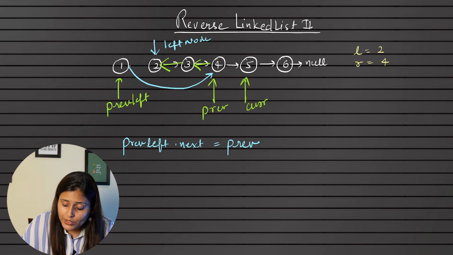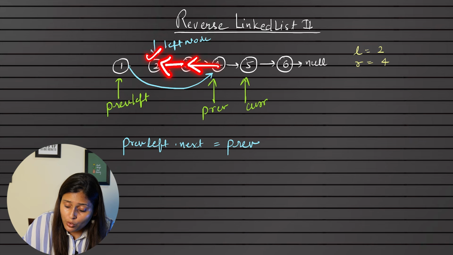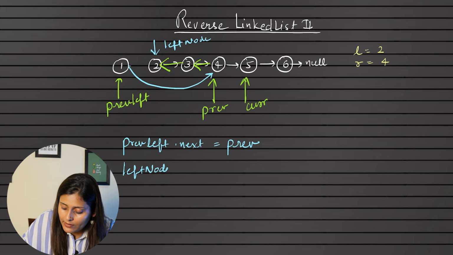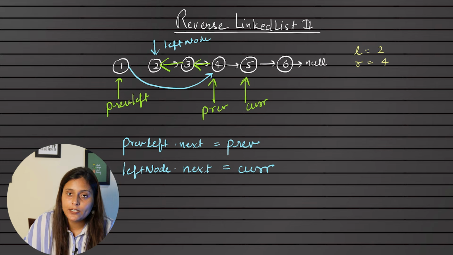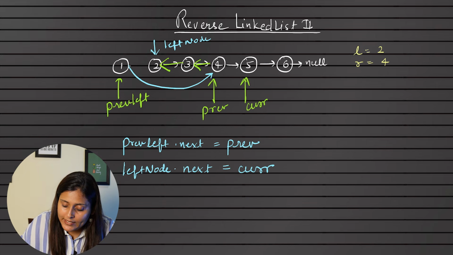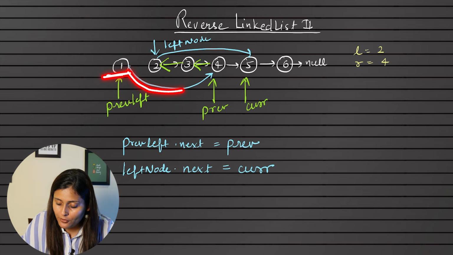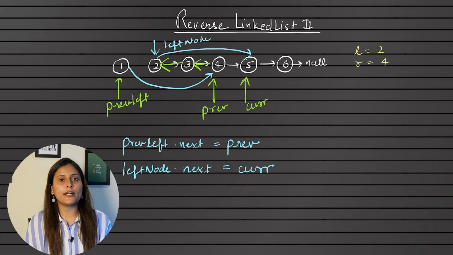Now 4 is connected to 3. Yes. 3 is connected to 2. Yes. And now we want to connect 2 to 5. Can I say that? So we have to connect 2. So 2 is what? Left. So left node means leftover node dot next means 2 dot next. We want to connect this with 5. What is 5? Can I say current? Yes. So if we will connect 2 dot next to 5, I can say, what I can say? 1, yes. 4, 3, 2, 5, 6, reverted?